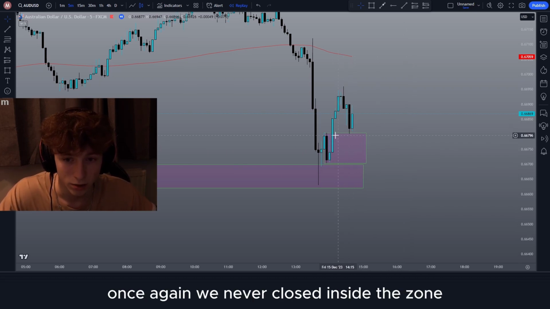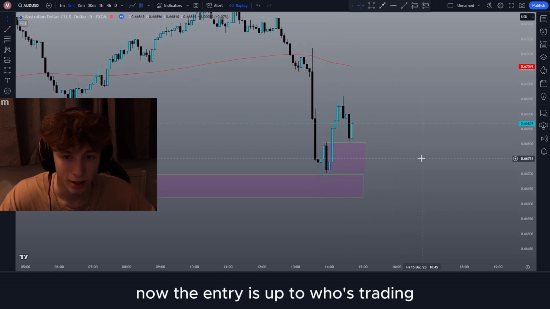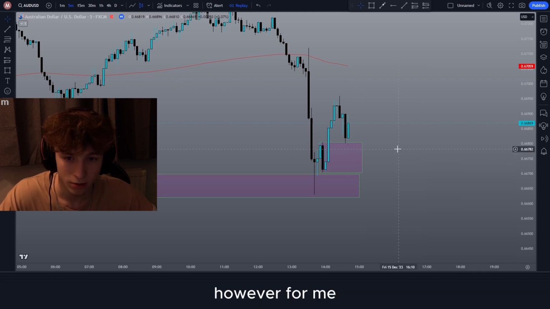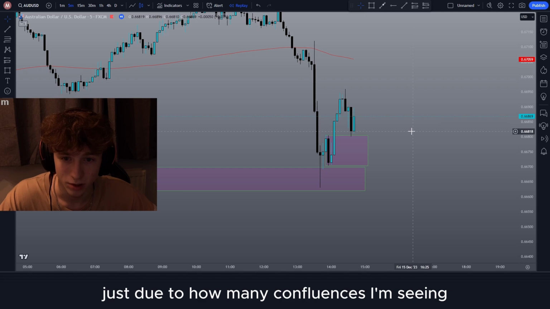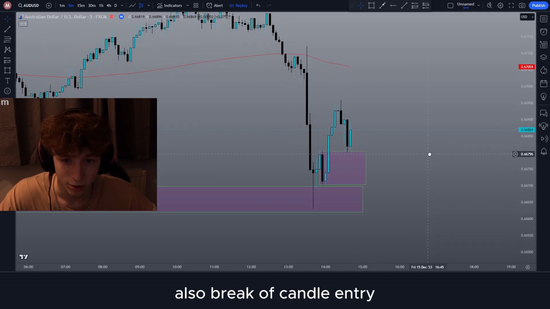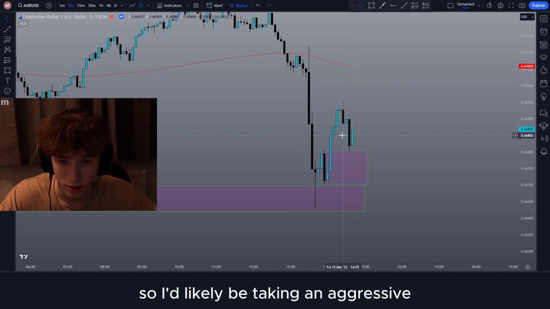Once again, we never close inside the zone and instead we got this beautiful blue candle right here. Now the entry is up to who's trading. However, for me, I would very likely take an aggressive entry on the setup just due to how many confluences I'm seeing. Also, break of candle entry, which is my usual entry model, is quite high up, so I'd likely be taking an aggressive entry around here.